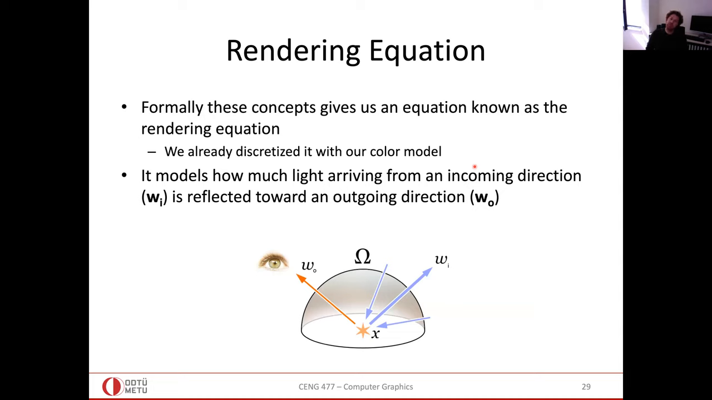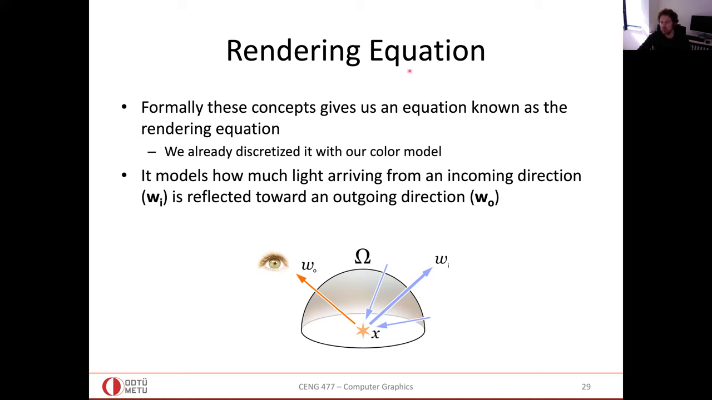So far I have talked about and focused on a point X, and I have given you the discretization of the rendering equation. The rendering equation is actually a more powerful tool. So far, I have used only one light source, and based on that, I get the color on X.